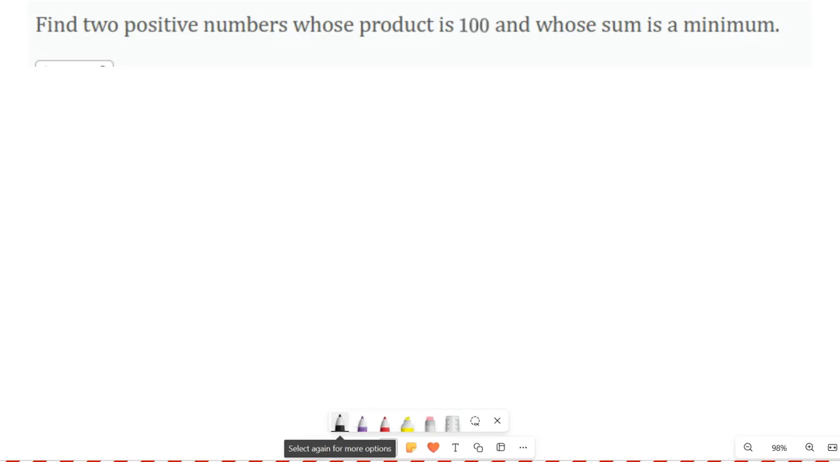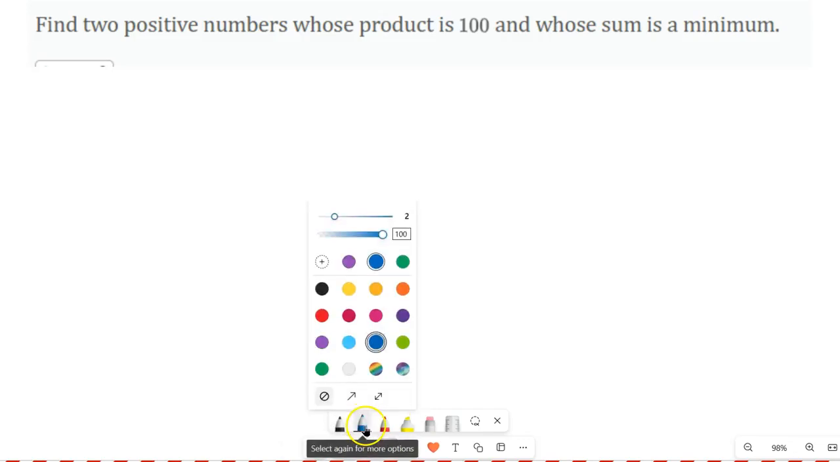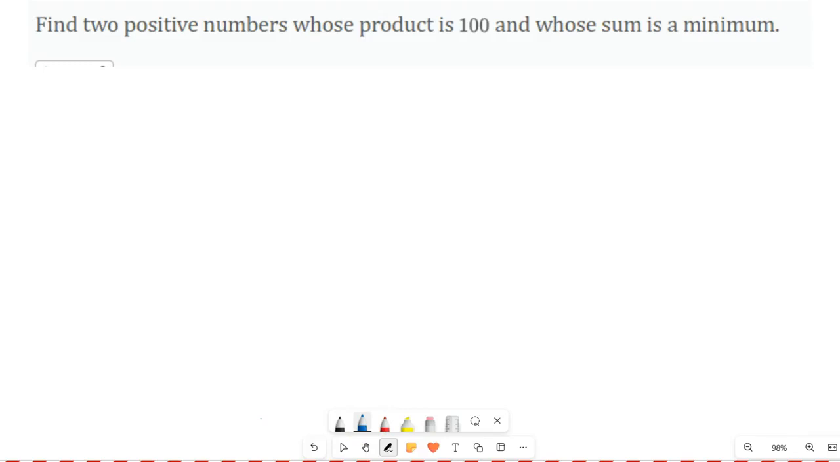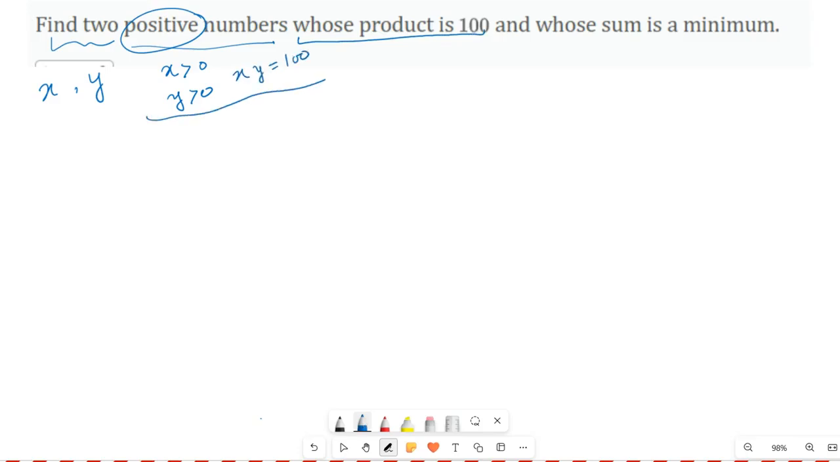Let's do another problem. In this question, we have find two positive numbers. So this kind of gives us two things. It tells us what we need to find. We need to find two numbers and also gives us a condition. Both of them should be positive. Okay. Whose product is 100. That is another condition. XY equal to 100. These all are conditions. This is what we need to find.